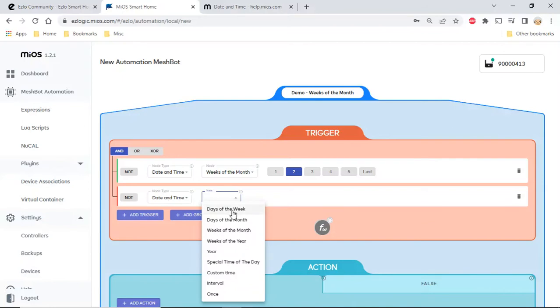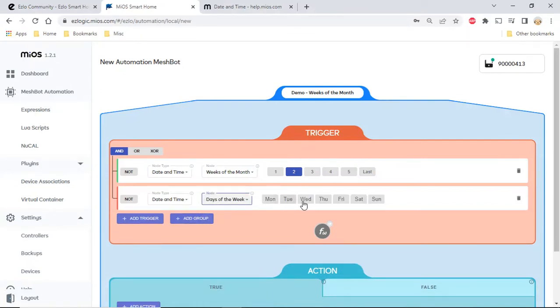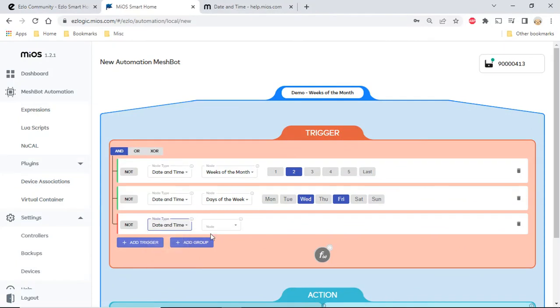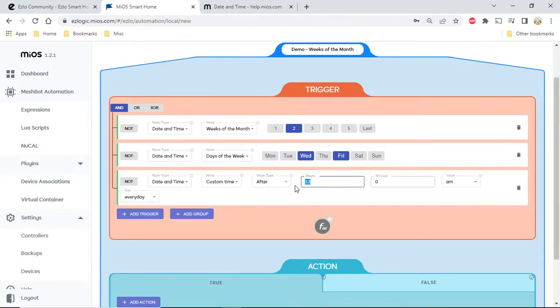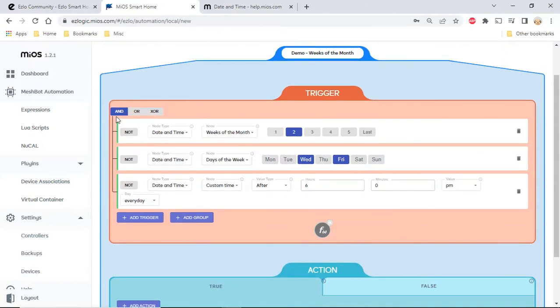You could combine it with days of the week if you wanted it to happen on more than one day within week 2, say a Wednesday and Friday. And you could also combine it with a custom time of say 6 PM, and they are ANDed together. So that's a quick look at weeks of the month.